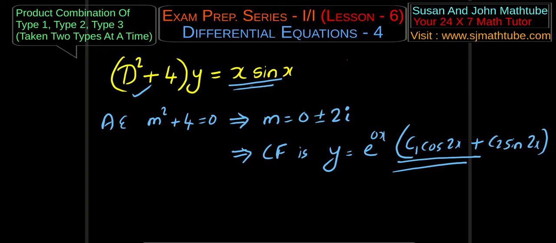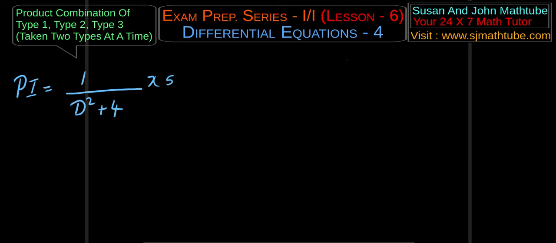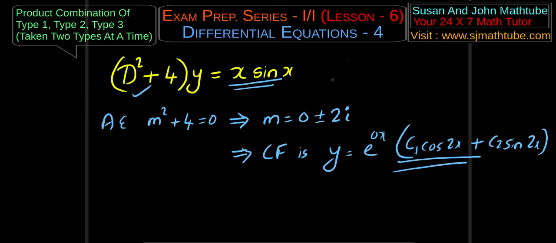And what's the right hand side? x into sin x. Now look at this. This is clearly type 4 because it is a product and a combination of type 2 and type 3. So what we do in such cases is we write 1 by d square plus 4, and I'll keep this x as such.